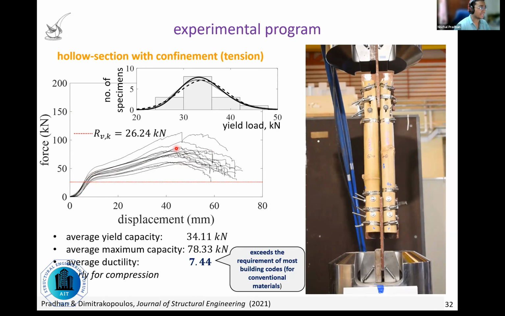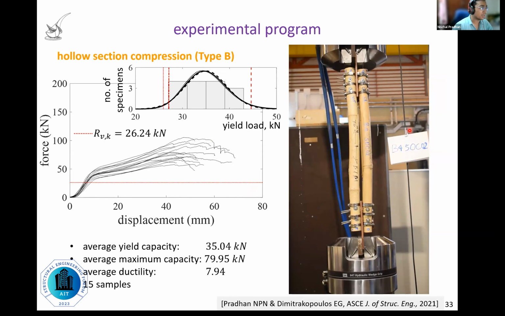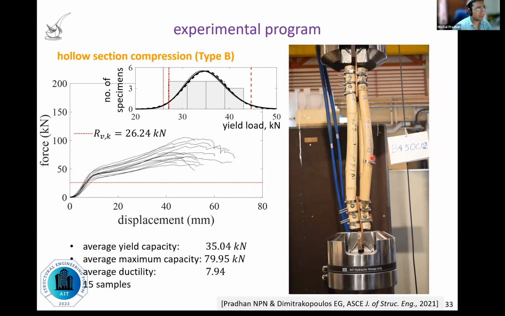Similarly for compression. If you look at the compression results here again, you can see how the specimens are deforming. This particular specimen also fails by buckling at the maximum stage, right? The ductility is about the same, 7.94. And from this, by testing 15, we get the results for compression.